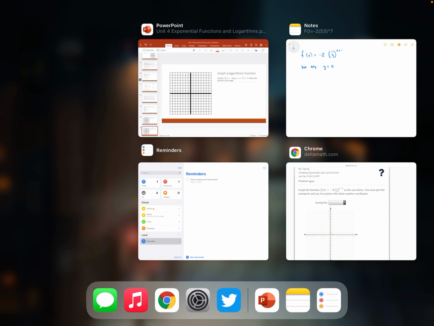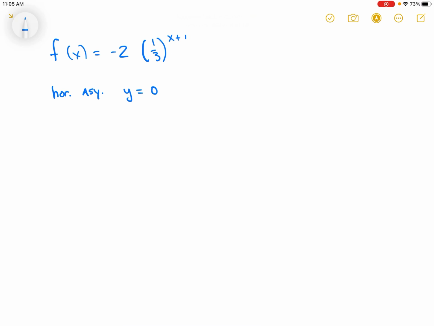It's not going to be tricky. The first one's always going to be whatever gives you an exponent of 0. In that case, that's going to be -1. So f of -1 is going to be -2 times 1/3 to the -1 plus 1 power, so this exponent is going to turn out to be 0. Anything to the 0 is 1. So 1 times -2 is -2. So one of our points is (-1, -2).